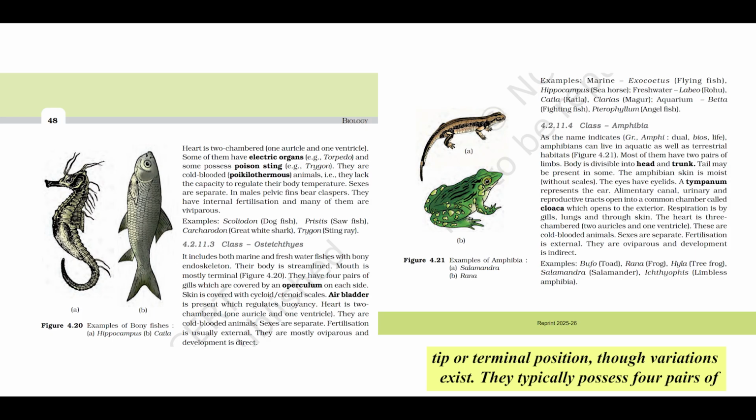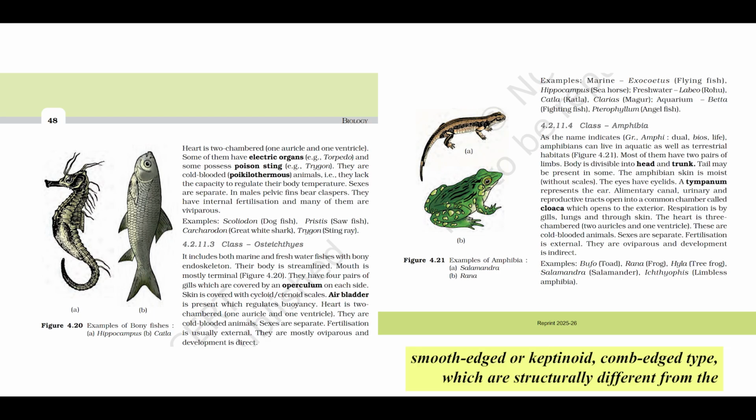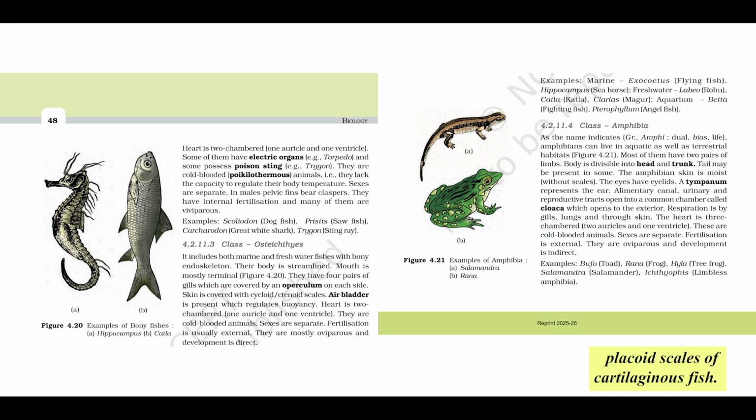They typically possess 4 pairs of gills for respiration, and these gills are covered and protected by a bony flap on each side called the operculum. Ah, the operculum. That's a key difference from sharks and rays. A major difference, yes. Allows them to breathe while stationary. Their skin is typically covered with overlapping scales, but these are usually of the cycloid, smooth-edged, or ctenoid, comb-edged type, which are structurally different from the placoid scales of cartilaginous fish. Some bony fish lack scales.